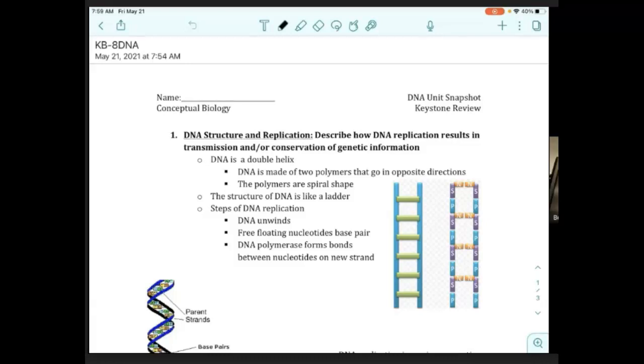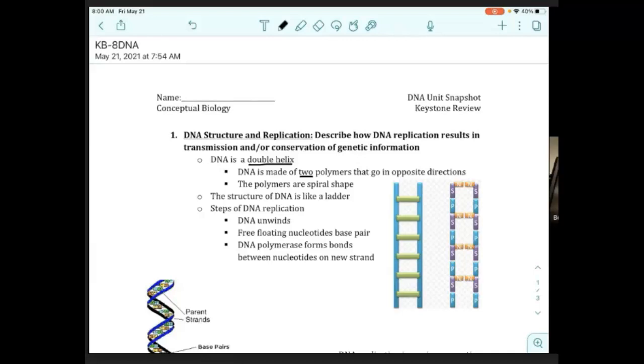So let's go ahead and mark this up a little bit. First of all, a little bit about the structure. Remember the term double helix. DNA is a double helix, if you could underline that. Okay, that says a lot. First of all, double means that it's made of two. So if you underline the word two, it's made of two polymers that go in opposite directions.